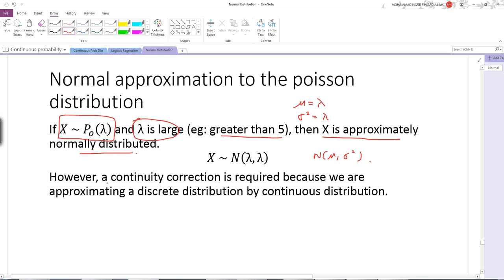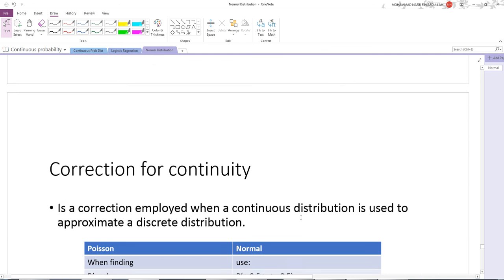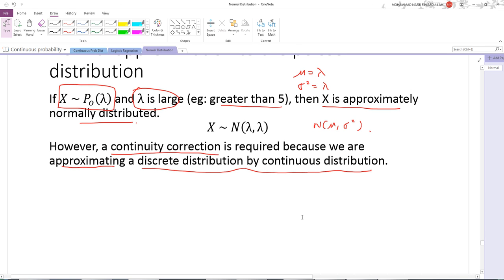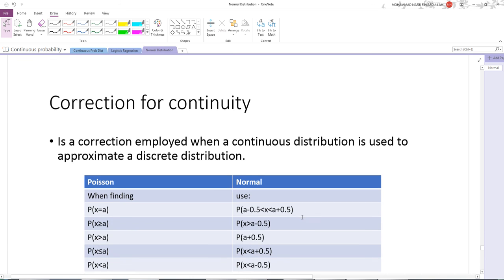However, a continuity correction is required because we are approximating a discrete distribution by a continuous distribution. So we want to convert from a discrete distribution to a continuous distribution. Understand this one? We have a Poisson problem and we want to convert it to a normal approximation. When can we convert? When lambda is more than or equal to 5.